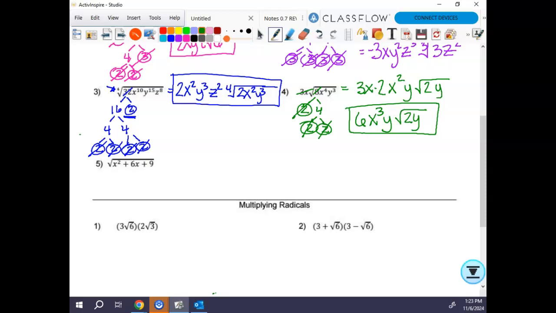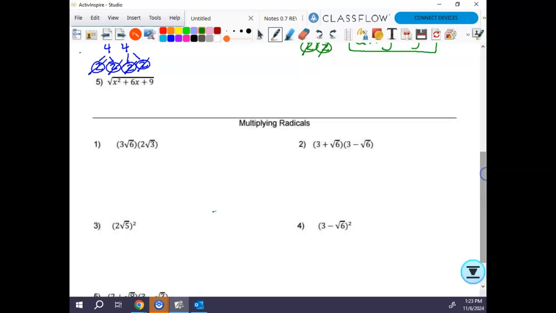So now we have number 5, which I know we don't have a lot of room underneath it, but I was trying to space things out a little bit better, so we're going to kind of go sideways on this one. Can I take the square root of x squared plus 6x plus 9 and say this is equal to x plus the square root of 6x plus 9? Can I take the individual square roots like that? The answer to that is a big fat no.